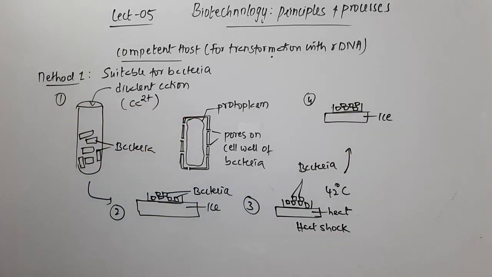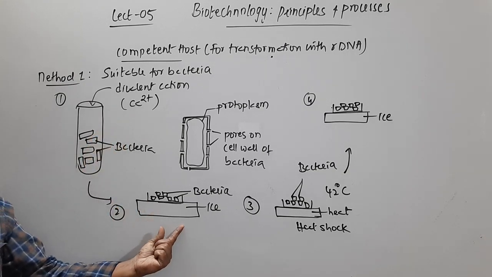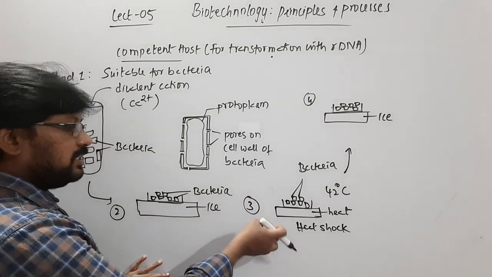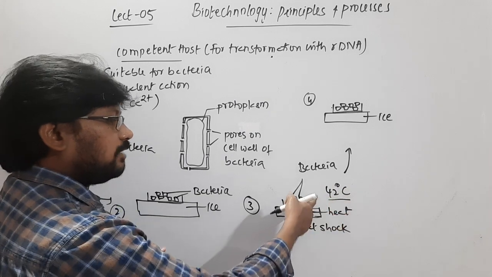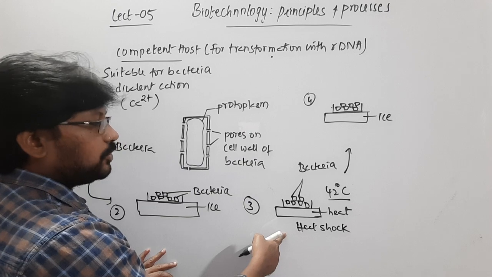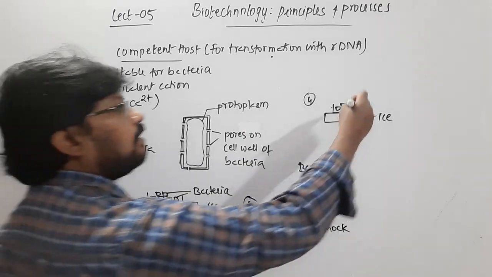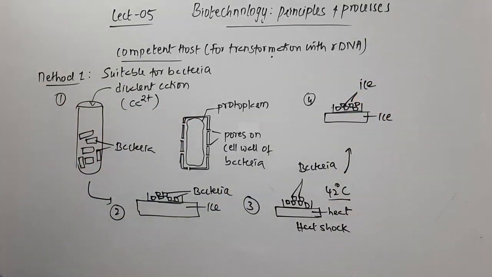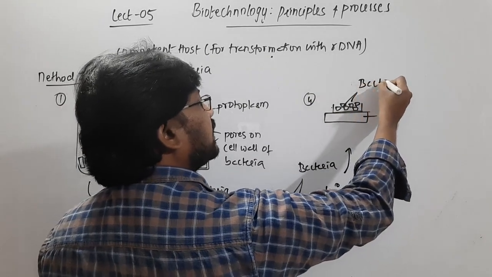So first with the divalent cation treatment, then I put it on ice, and then these bacteria will be shifted onto a heat plate maintained at 42 degrees Celsius, and that process we call heat shock. And immediately I'll be putting that bacteria back on ice. So these are bacteria.